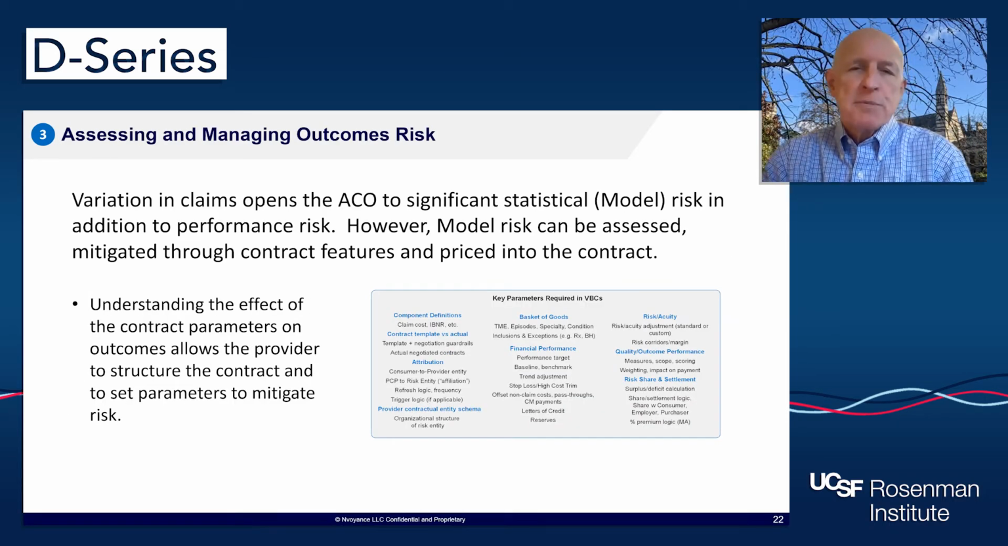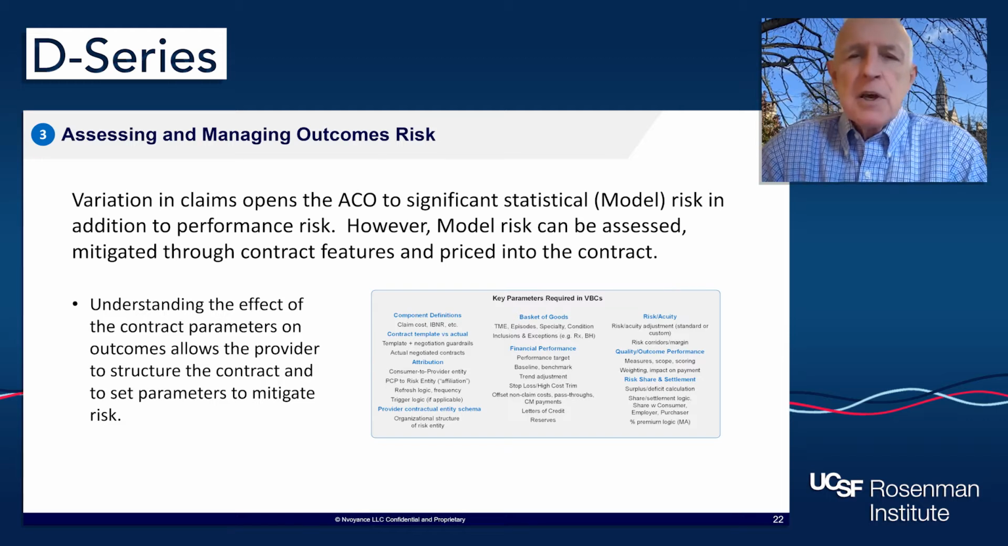The variation in claims opens the ACO to significant statistical or model risk, in addition to performance risk. But the model risk can be assessed. If you've got the claims data, you can assess how that variation is going to perform in a typical situation. And you can mitigate some of this risk through contract features. So when you're contracting, it's not just a matter of how you price this risk into the price that you charge the client, but also what features or variables you want to build into the contract.